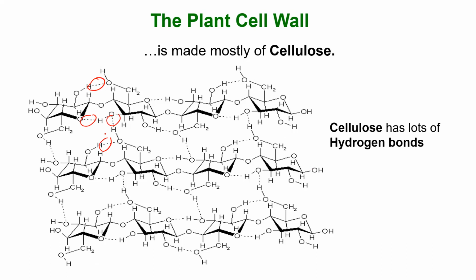But in cellulose, you have hundreds, thousands of these hydrogen bonds. And even if you have a weak force, when you multiply that by hundreds and thousands, it actually makes a relatively strong structure. So that's cellulose. It's a glucose polymer, and it's relatively rigid and strong, and it's a tough material. So tough materials are good for, of course, cell walls.